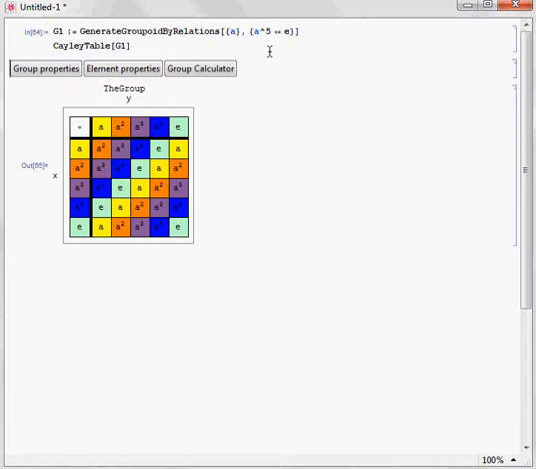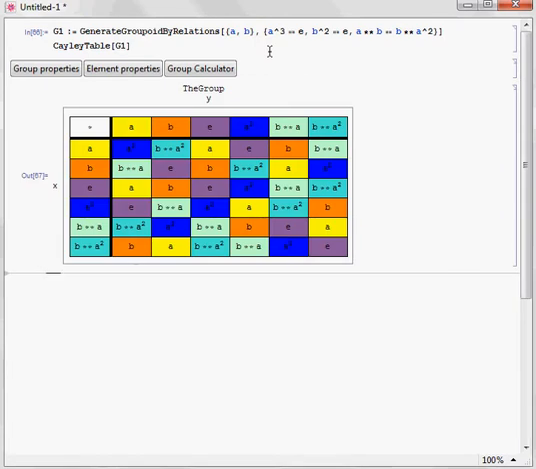But if I would add another generator, say B, and add some relations as well, like for instance A to the third is E, B times B equals E, and A times B equals B times A times A. And if you're familiar with this, you immediately see that this is the group of the triangle, 6 elements.